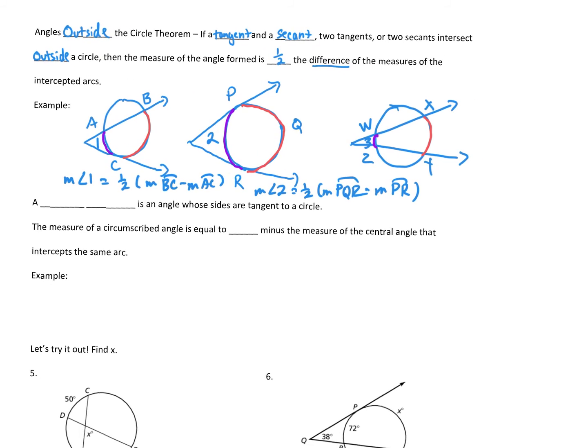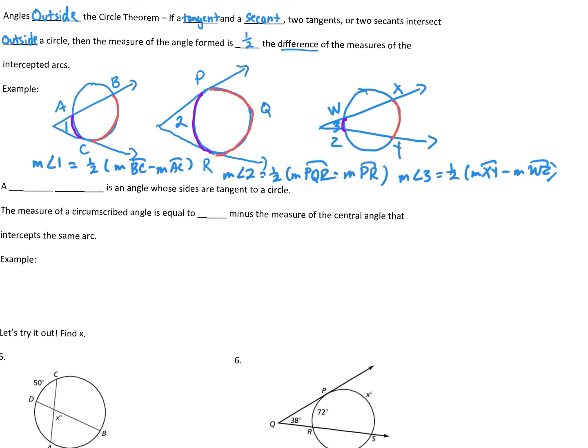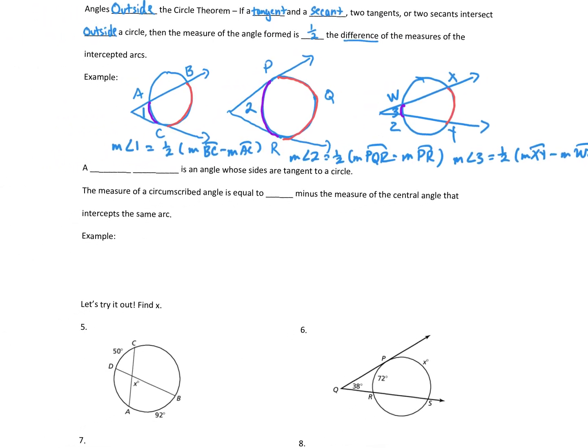And then the measure of angle 3 equals 1/2, we can say the bigger one, XY, minus the smaller one, WZ. So the bigger one, subtract the smaller one, divide by 2. That's how you would find it.